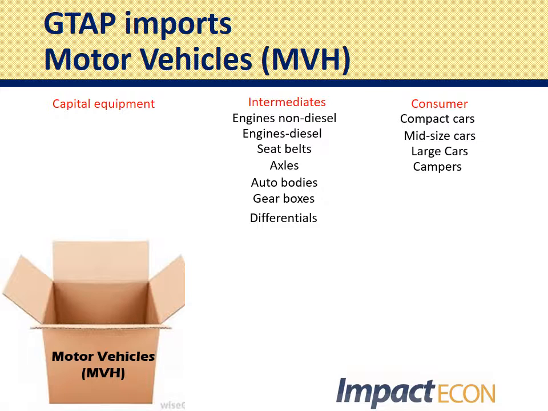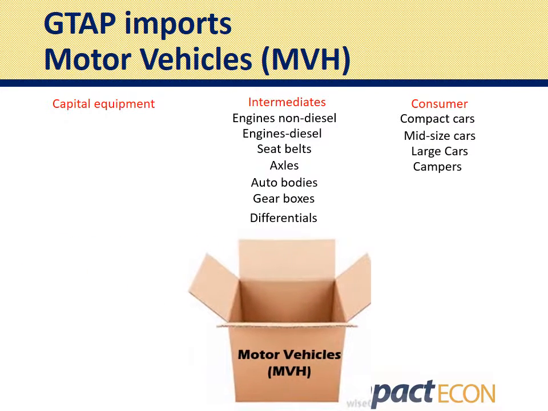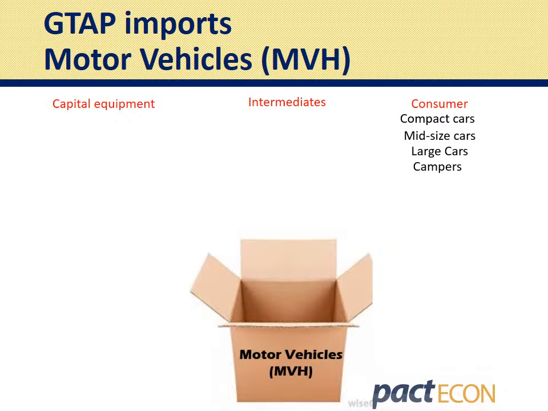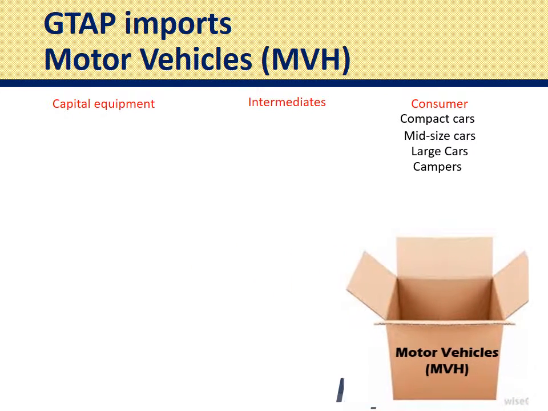Next, we look at differentials, gearboxes, axles, seat belts, engines, diesel engines, non-diesel engines, which are all major inputs into the automotive manufacturing industry. GTAP once again aggregates all these products into MVH, or motor vehicles. Finally, looking at campers, large cars, mid-sized cars, and compact cars, these are all goods which are typically sold to final consumers, which are once again aggregated into the GTAP database.